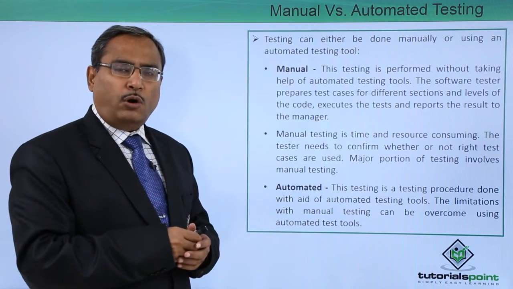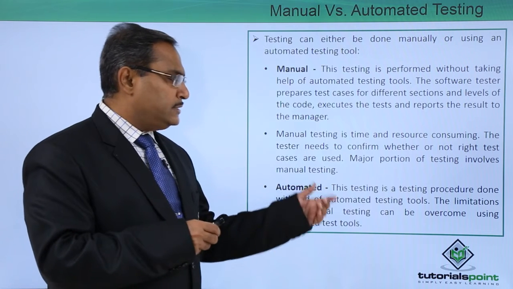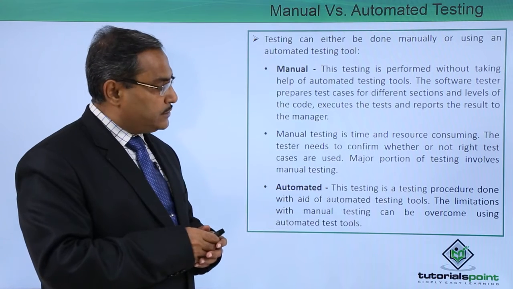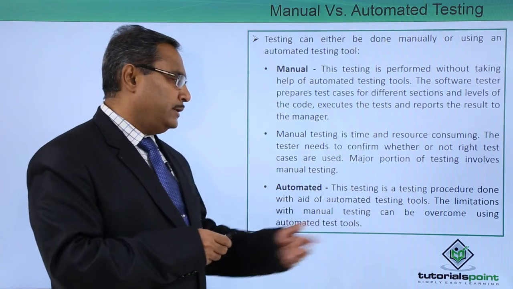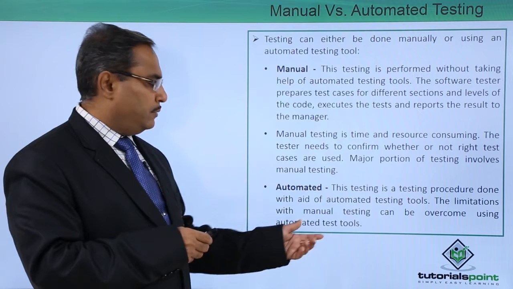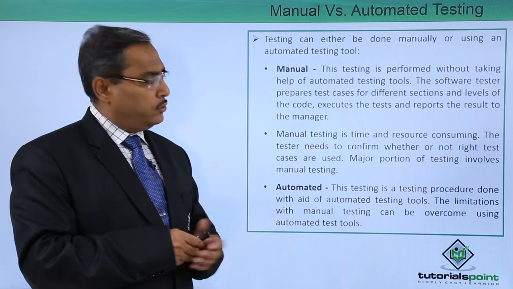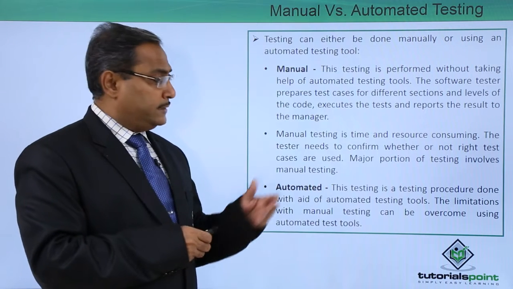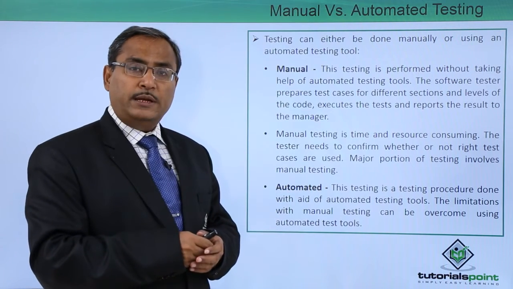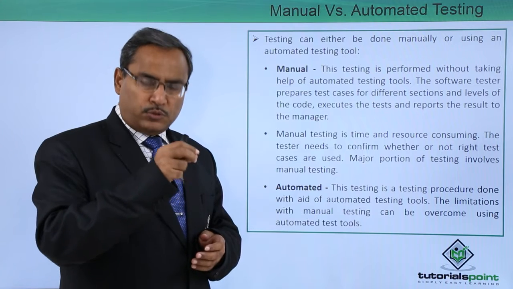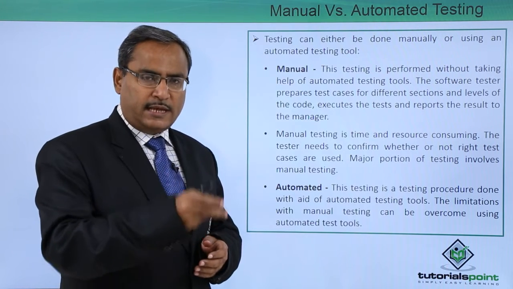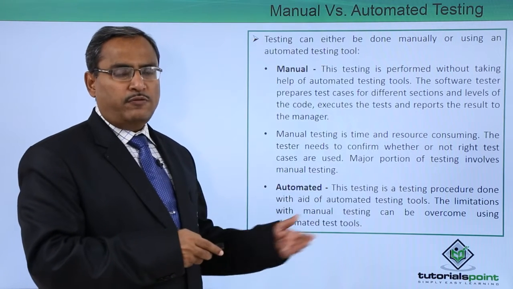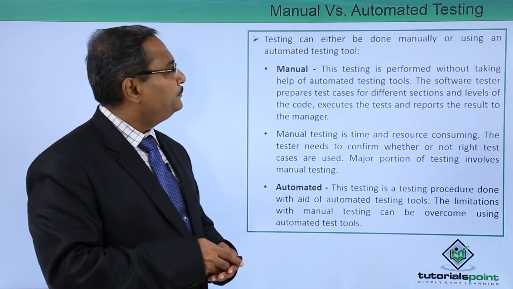Now let us go for automation testing. This is a testing procedure done with the aid of automated testing tools. The limitations of manual testing can be overcome using automated testing tools. One of the limitations of manual testing is that the testing results and performance depend mostly on the test cases prepared for manual testing. But that sort of problem may be overcome in the case of automated testing.